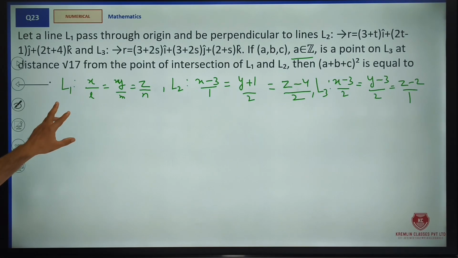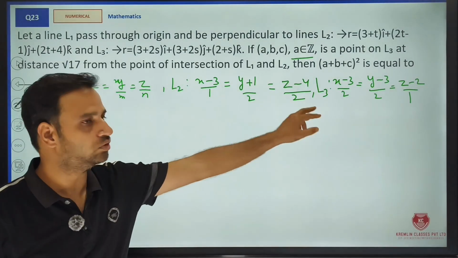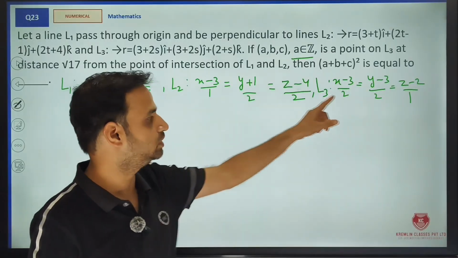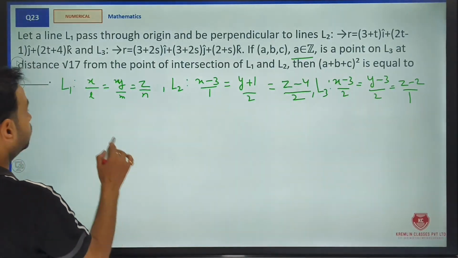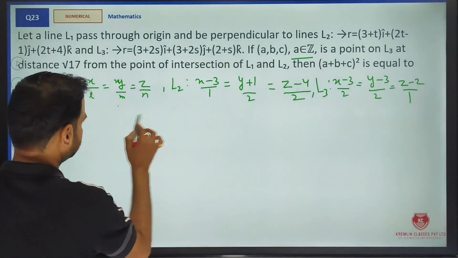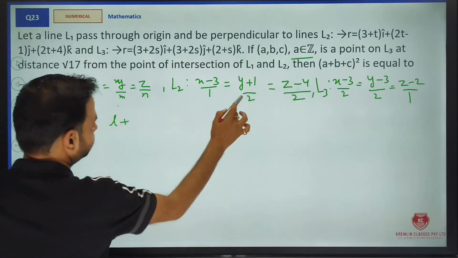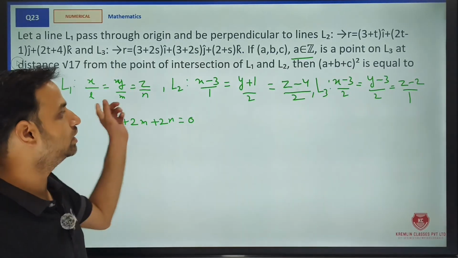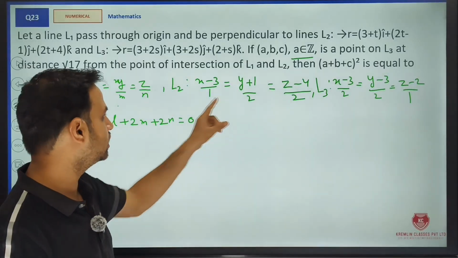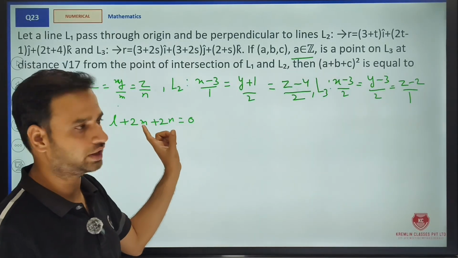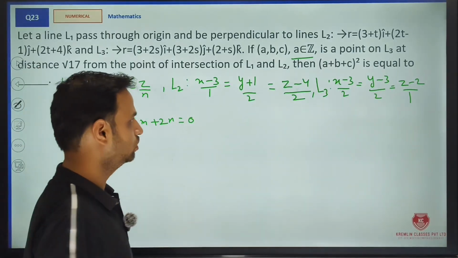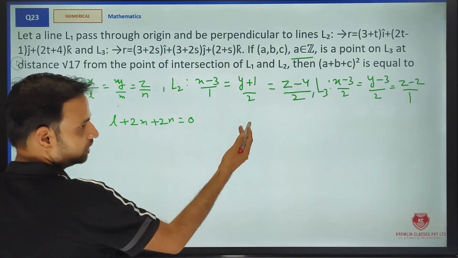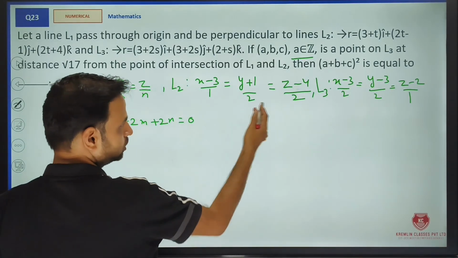What we are given is that this line is perpendicular to both L2 and L3, which means the direction ratios of these two lines, when multiplied and added, will give 0. So let us write the direction ratios multiplied: L plus 2m plus 2n equal to 0. We know that when lines are perpendicular, their direction ratios get multiplied and added to equal 0. We know this very well from when we studied 3D vectors.